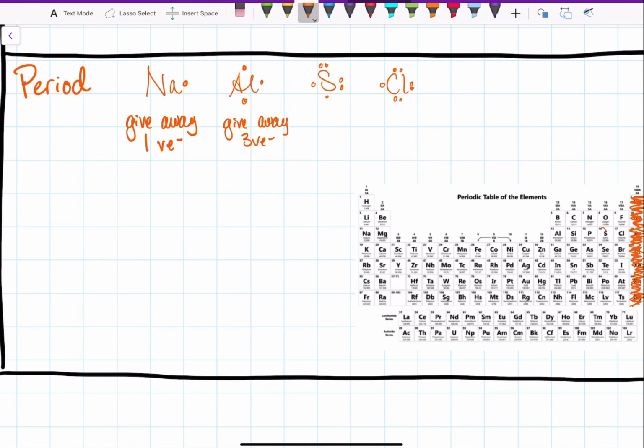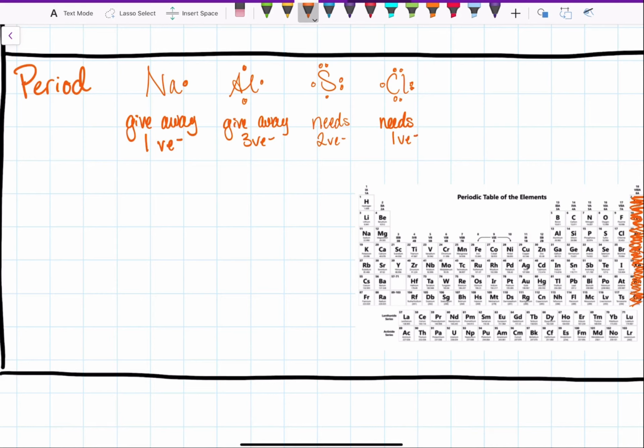Sulfur, on the other hand, typically forms a 2- ion because it's only 2 electrons away from becoming stable. So it really wants those other 2 electrons. It really needs 2 valence electrons, and then it's stable. Chlorine is even closer. Chlorine just needs that 1 other valence electron, and now it's stable.